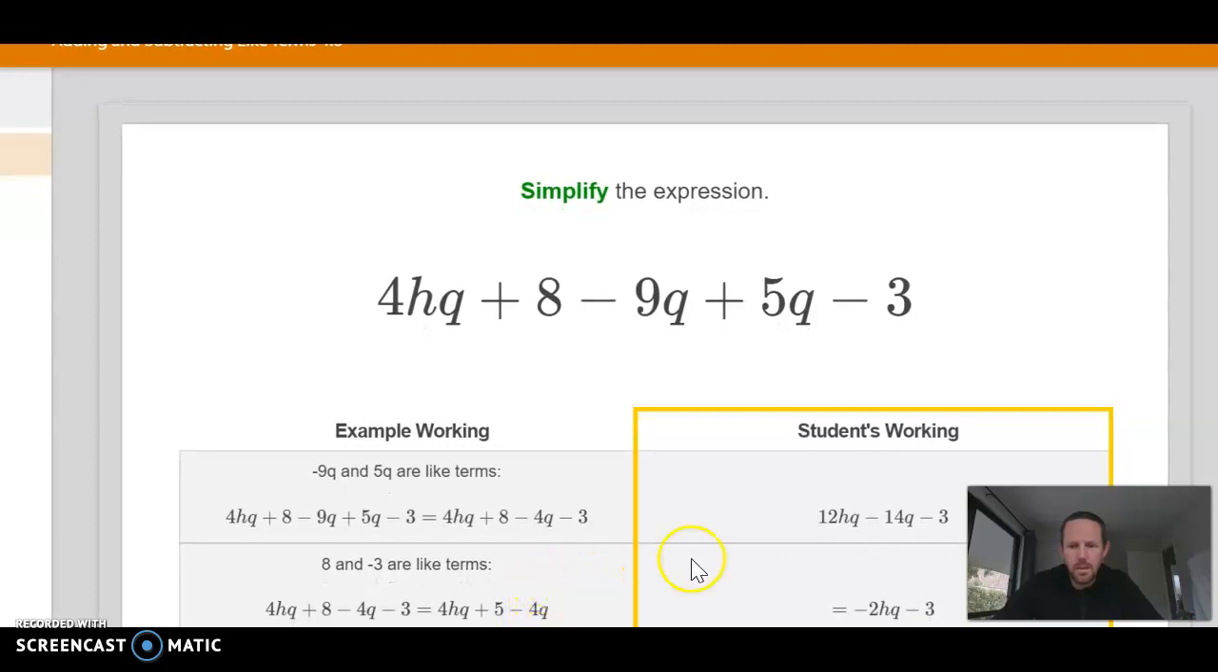What's going on here? Again, there's no kitchen whizzing. It's looking for the similar animals. Can you see any HQs? No other HQs. So that's going to be in the answer, 4HQ.